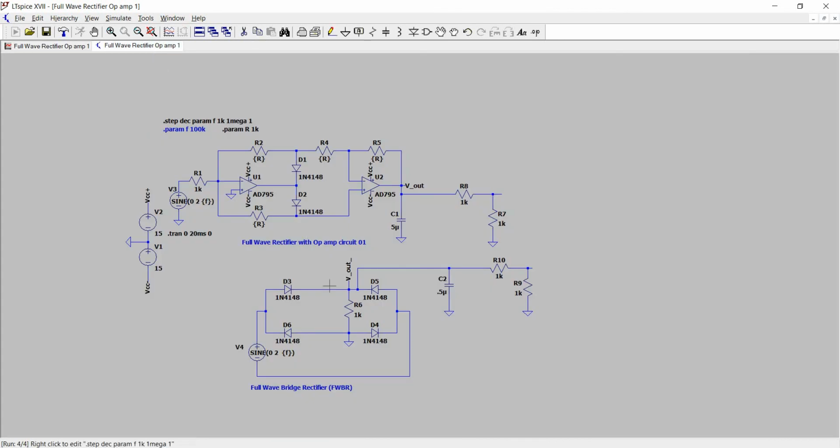From here, we conclude that at higher frequency, the noise level has also decreased for the full wave bridge rectifier.